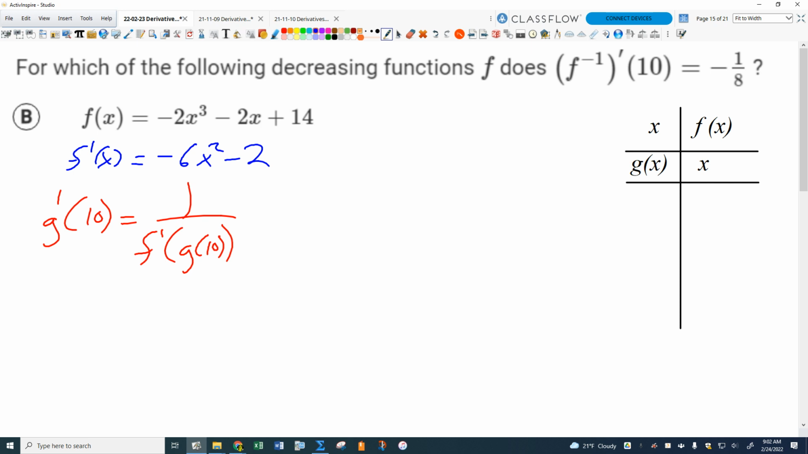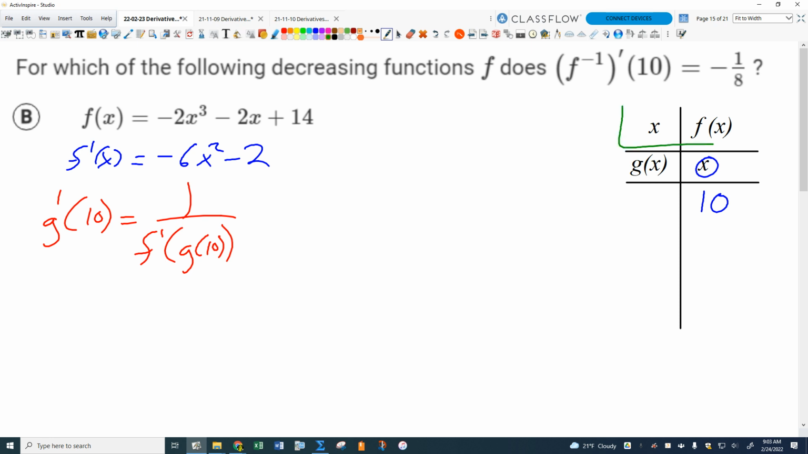Well, if we know that we're plugging 10 into the inverse, right? Where does that 10 go in our chart over here then? If 10 is the input for our inverse function, does it go in left column or right column? Right column, because that's the value of x we're plugging into our function. So we need a 10 there, and we need to figure out what goes there. Agreed? Okay.